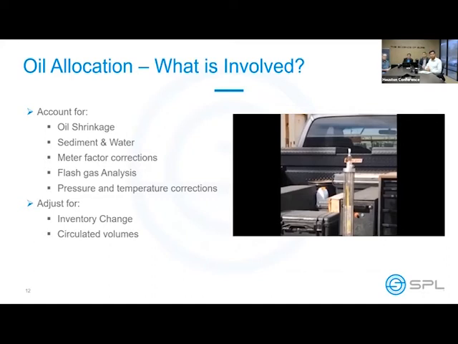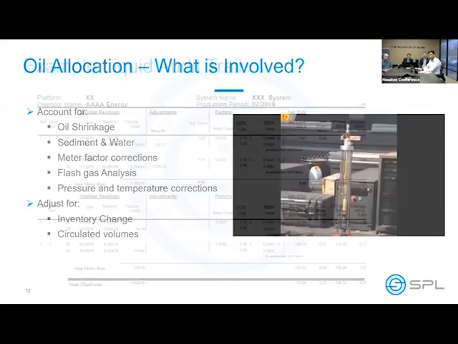So you've got to account for that in your allocation, make sure that it's allocated appropriately, who delivered it, because based on the quality of the oil, it's going to liberate different amounts of light hydrocarbons. And so depending on who's delivering that oil, you've got to make sure that it's accounted for appropriately. Then you've got to adjust for inventory changes and circulated volumes, of course, in your allocation.